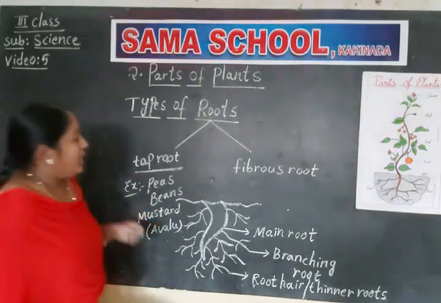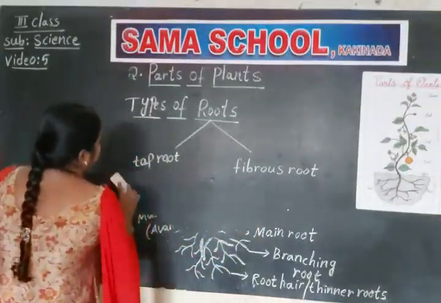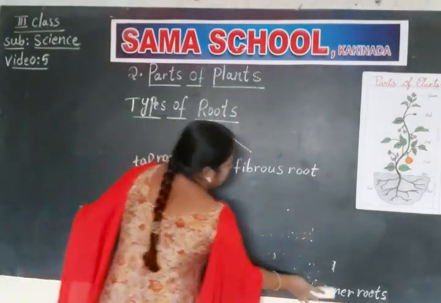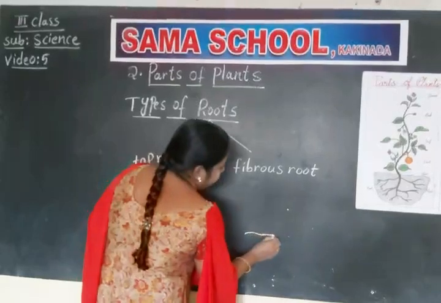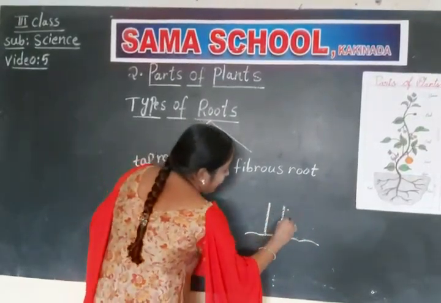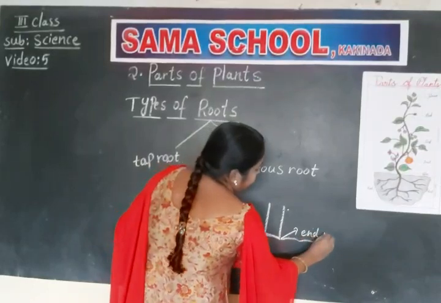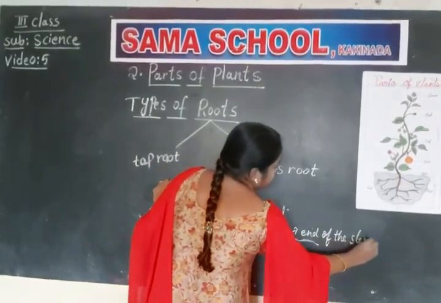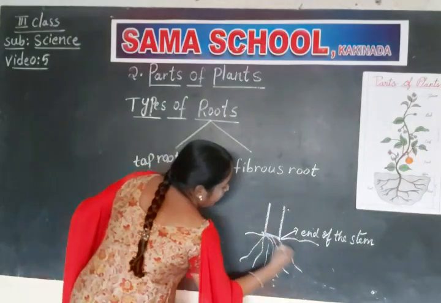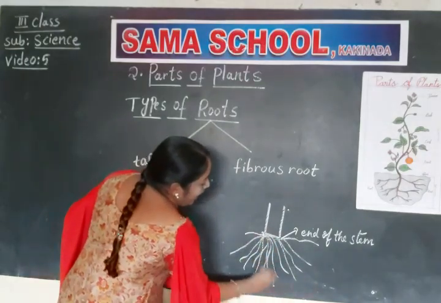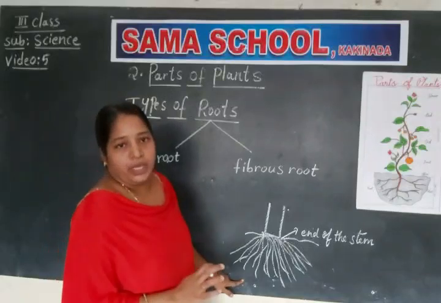Clear, children? Let's move into the next root, that is fibrous root. What is the second type of root, children? Fibrous root. See the picture of fibrous root. From the end of the stem, this is called the end of the stem. From the end of the stem, a number of roots grow. And there is no main root.